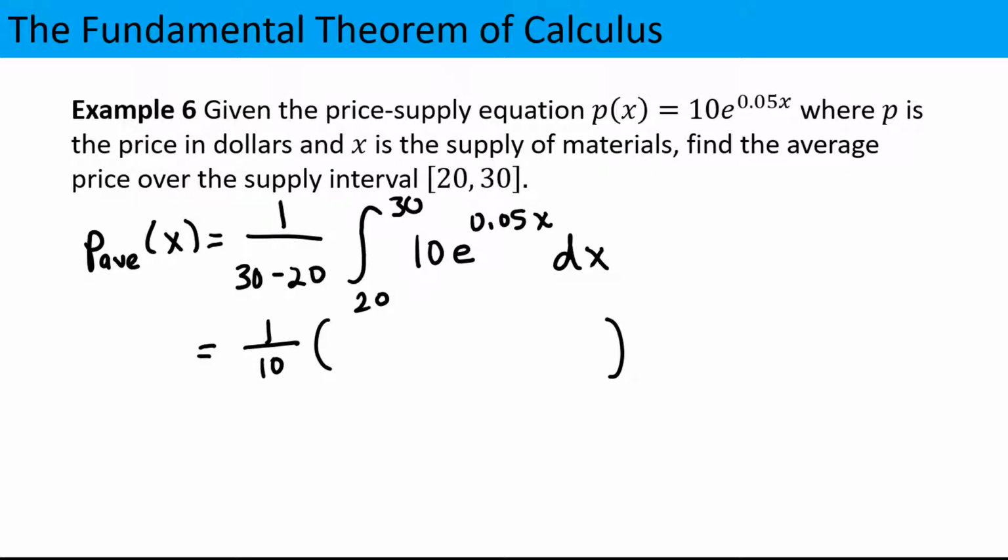Let's transfer this to our workspace. Transferring the value from the calculator, we'll put in 352.6814484. Multiply that by 1/10, approximate it to the nearest cent, and that average price is $35.27.